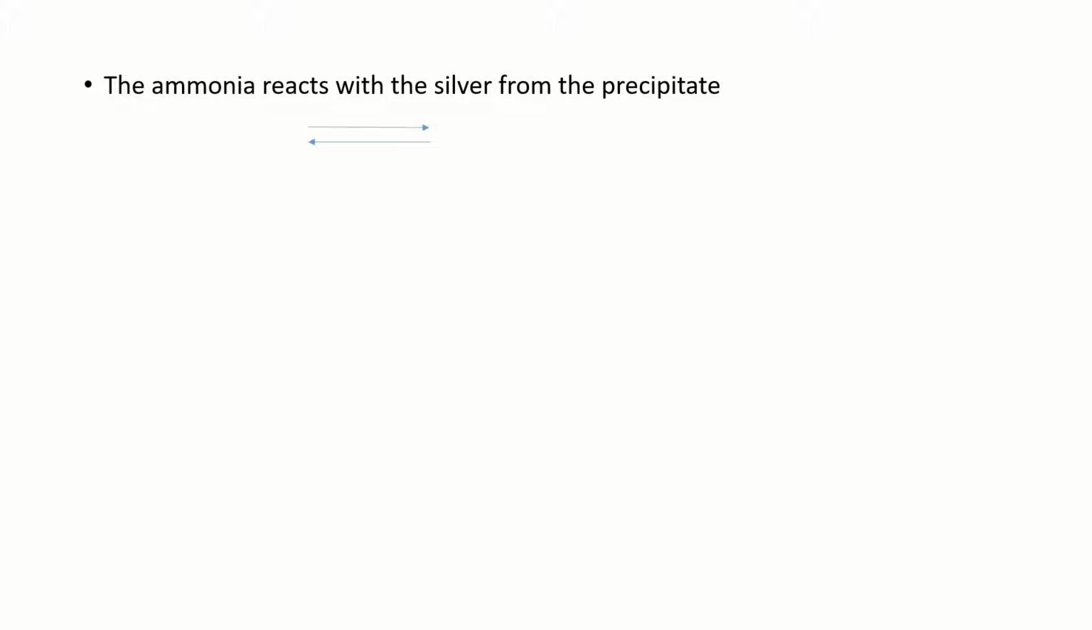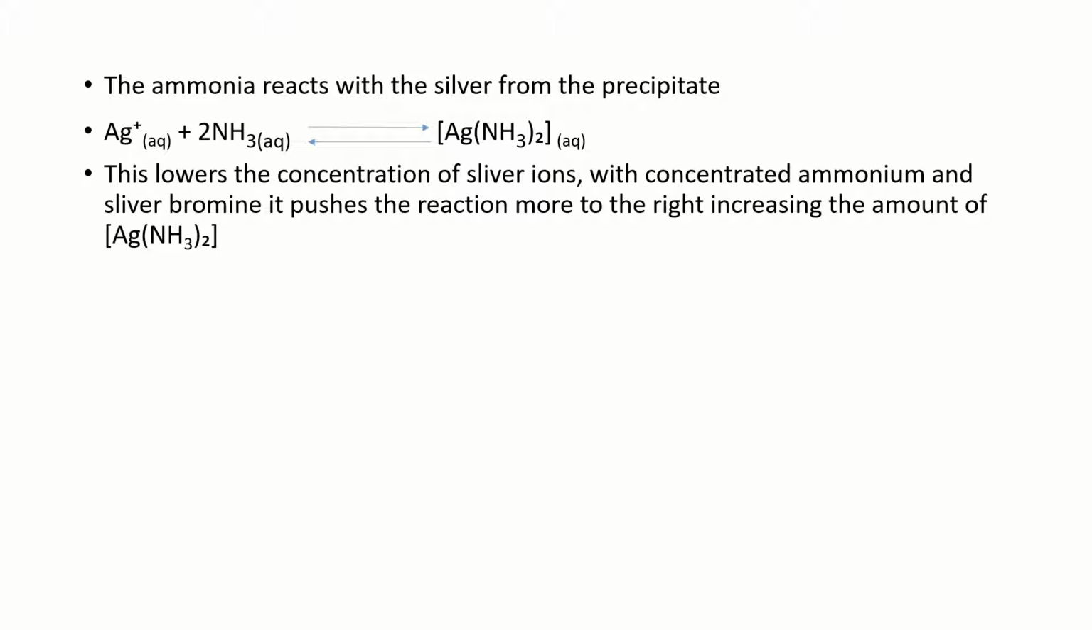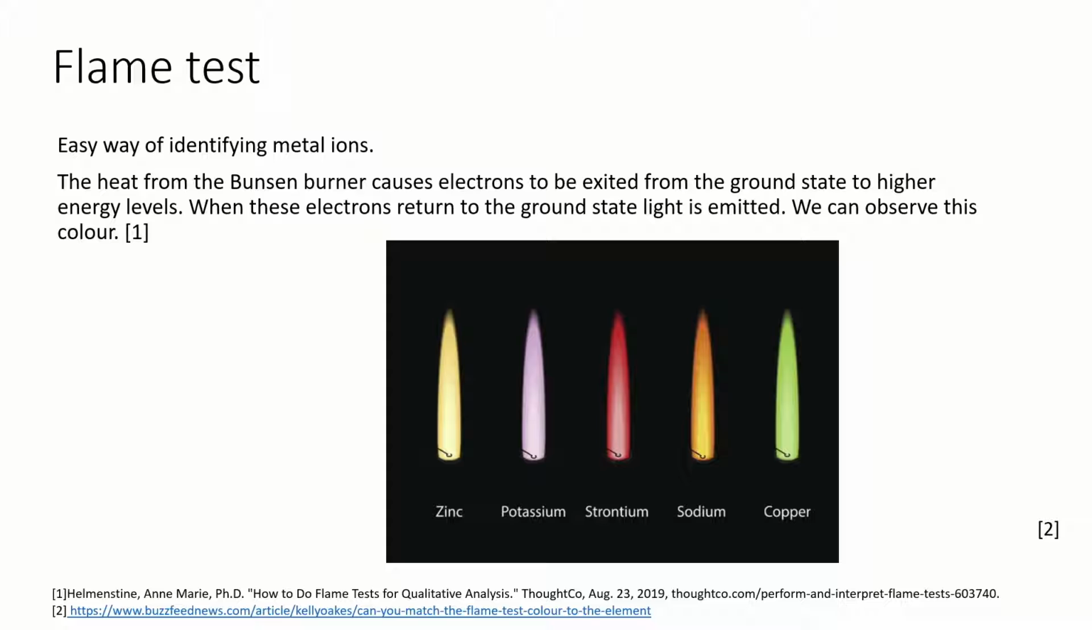The ammonia reacts with the silver from the precipitate to form this equation. This lowers the concentration of the silver ions. With concentrated ammonia, silver bromide pushes the reaction more to the right, increasing the amount of Ag(NH3)2+.